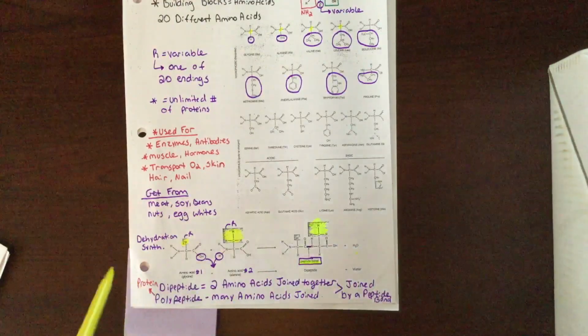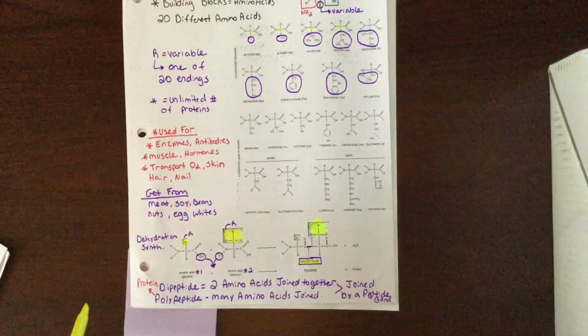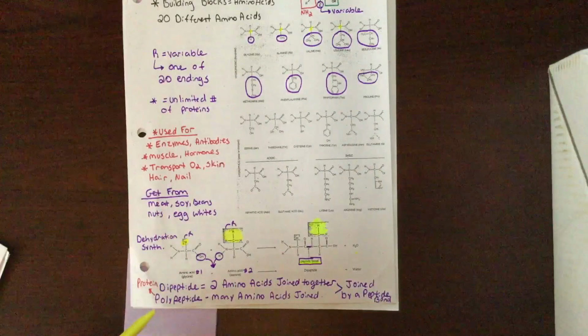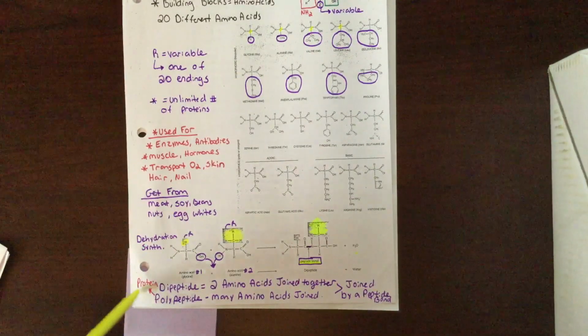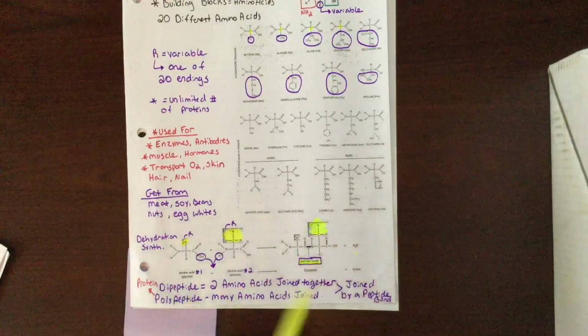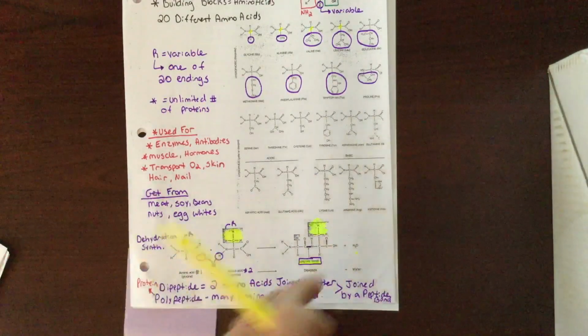When we have 2 amino acids joined together, it is known as a dipeptide. If I keep adding them, I create a polypeptide, poly meaning many, and that polypeptide is also known as a protein. The more amino acids I bond on, the more peptide bonds I'm going to have.